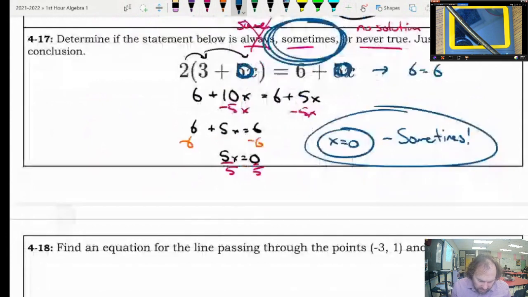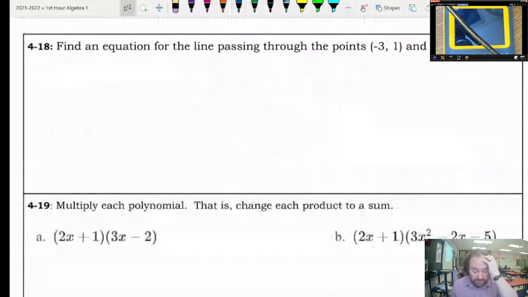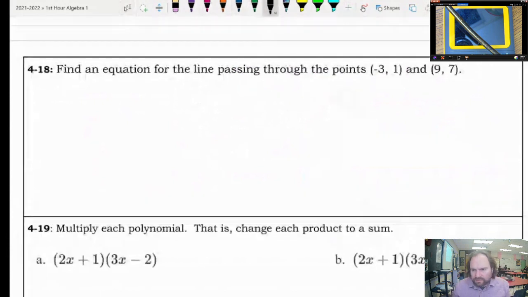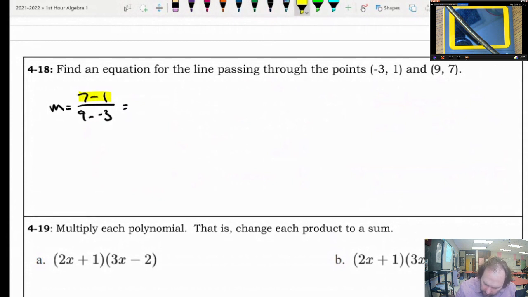On the next page, 418: find an equation for the line passing through the points (-3, 1) and (9, 7). We had a question just like this on the Chapter 3 test, and here it is again to play with us. Let's start by finding the slope. Step 1. Again, you can label these points any way you want. I'm going to go with 7 minus 1 over 9 minus negative 3. I'm subtracting the y's first, and then subtracting the x's on the bottom, making sure to remember that it is change in y over change in x. This is 6 over 12, in other words, 1/2.